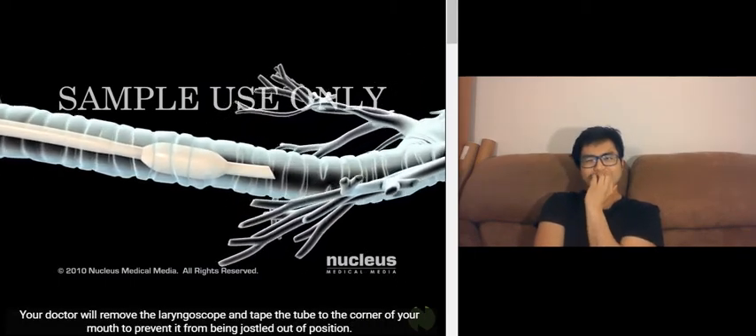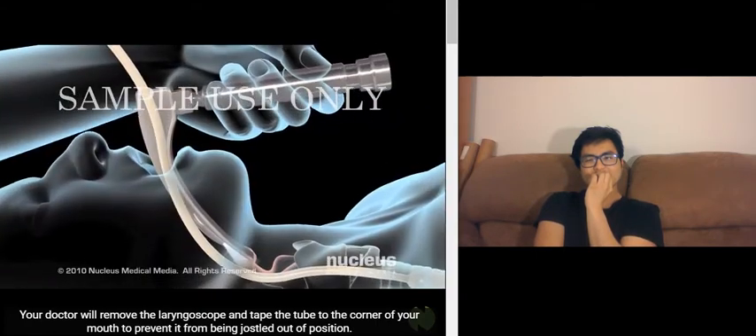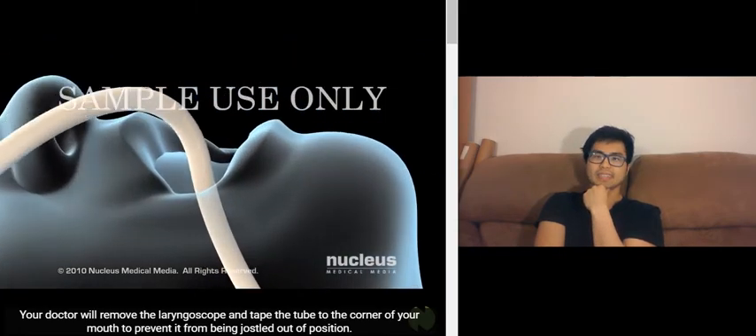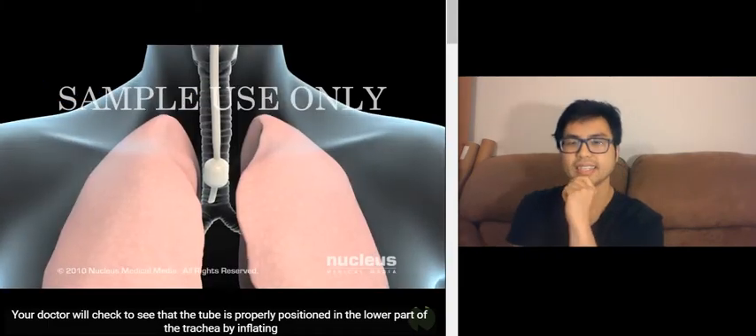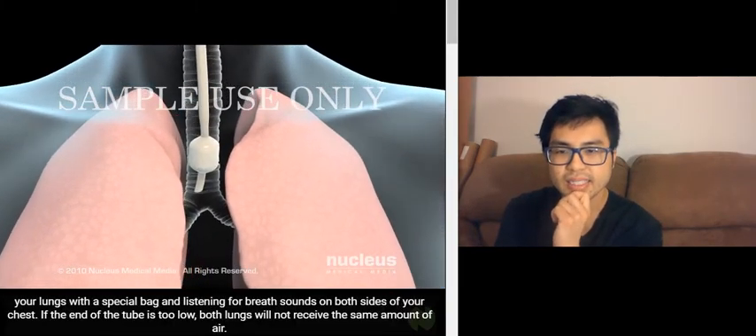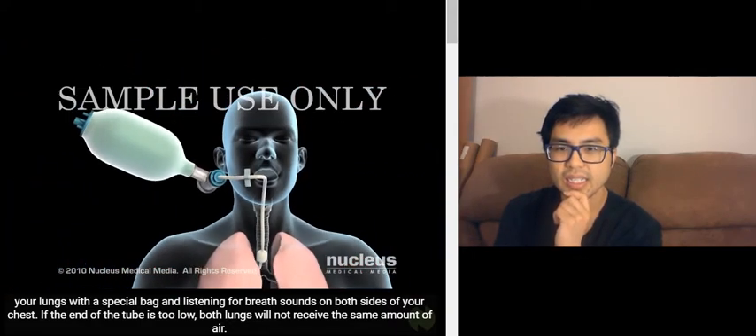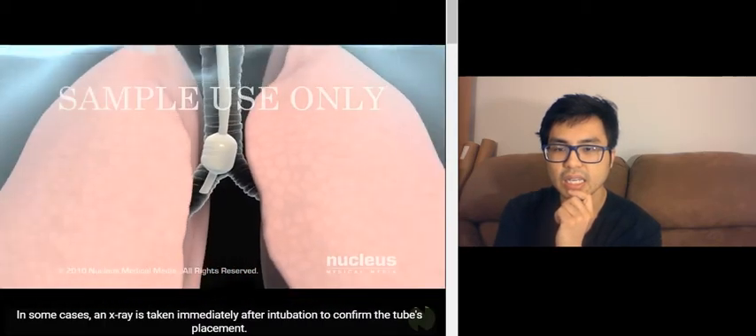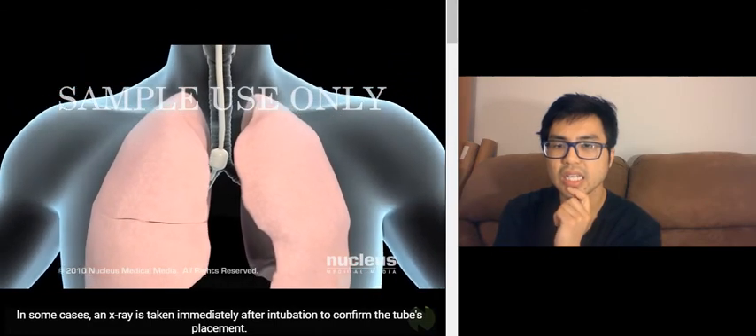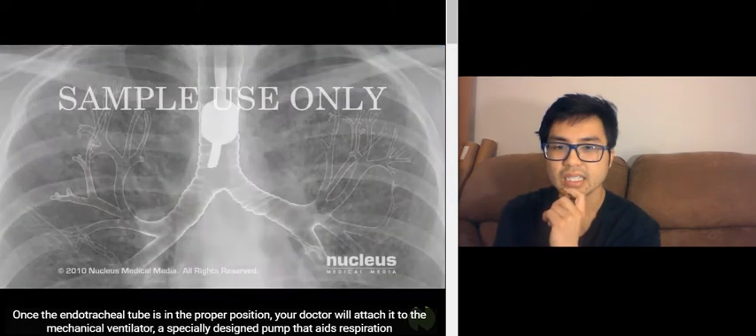Your doctor will inflate a small balloon surrounding the tube to make sure it remains snugly in place. Your doctor will remove the laryngoscope and tape the tube to the corner of your mouth to prevent it from being jostled out of position. Your doctor will check to see that the tube is properly positioned in the lower part of the trachea by inflating your lungs with a special bag and listening for breath sounds on both sides of your chest. If the end of the tube is too low, both lungs will not receive the same amount of air. In some cases, an X-ray is taken immediately after intubation to confirm the tube's placement.